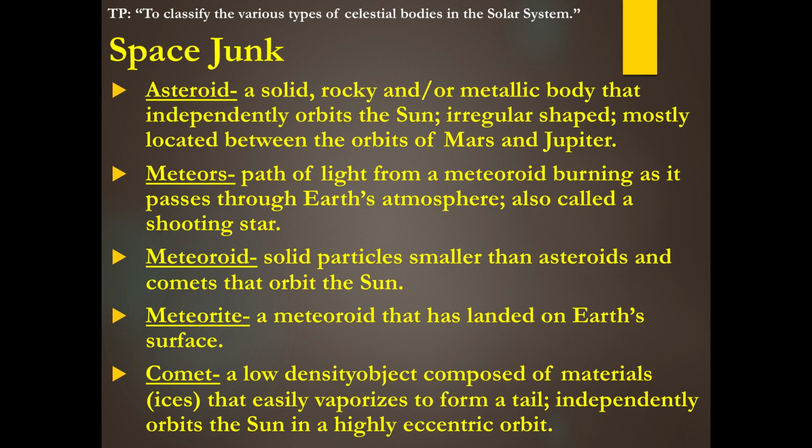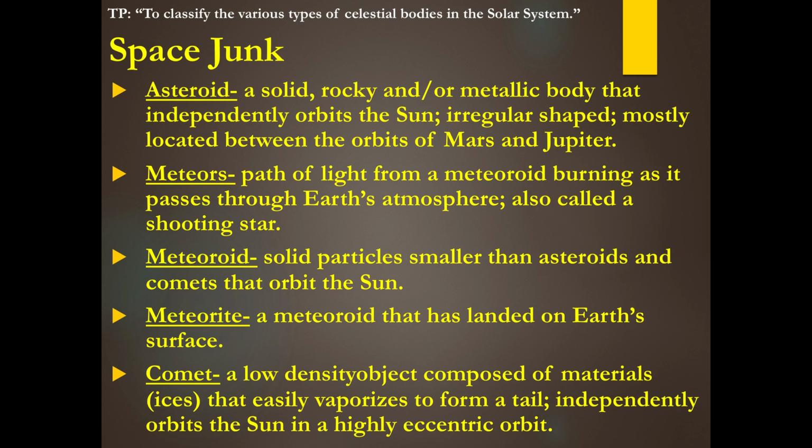An asteroid is a solid rocky and/or metallic body that independently orbits the sun. It's irregularly shaped, mostly located between the orbits of Mars and Jupiter. And within this asteroid belt, there are a few dwarf planets.